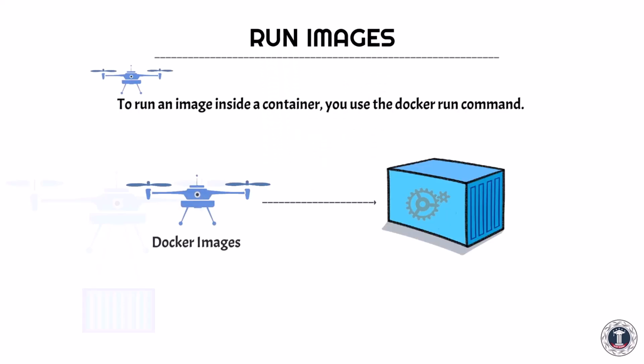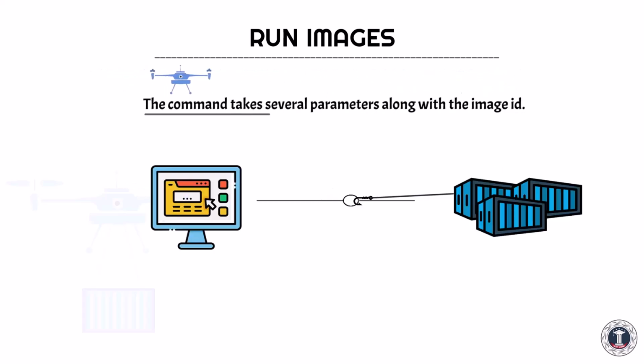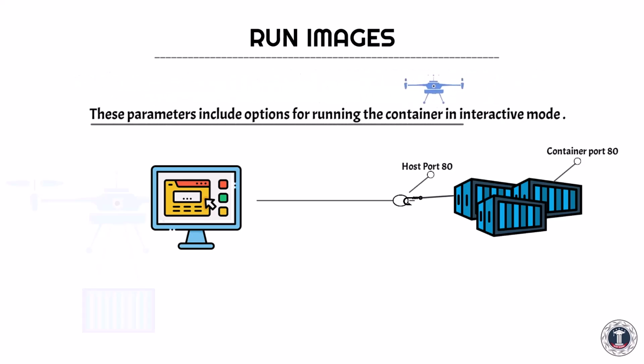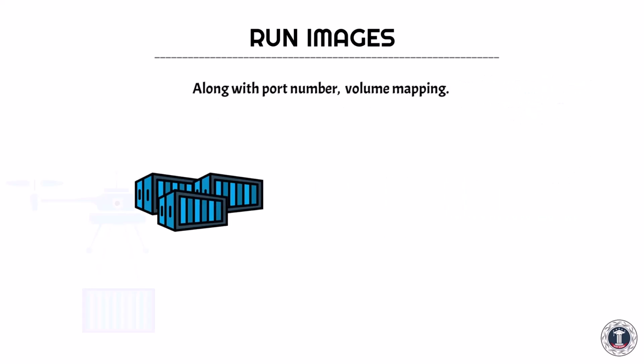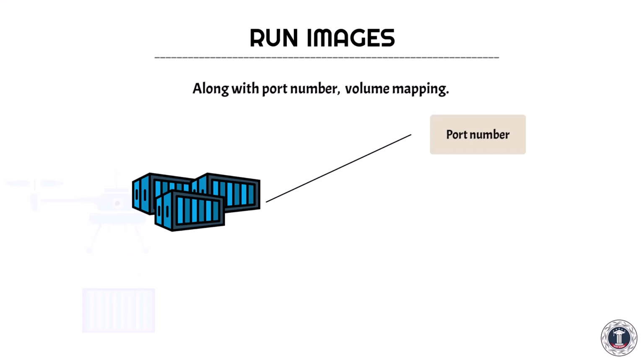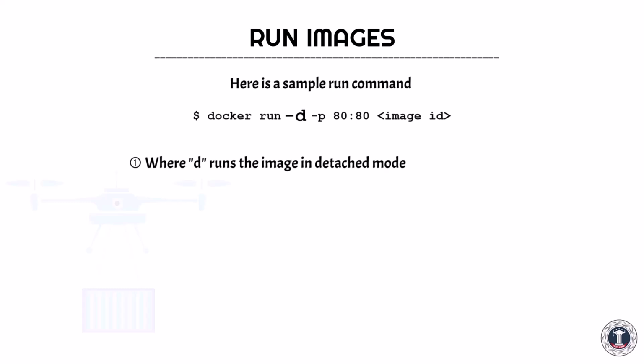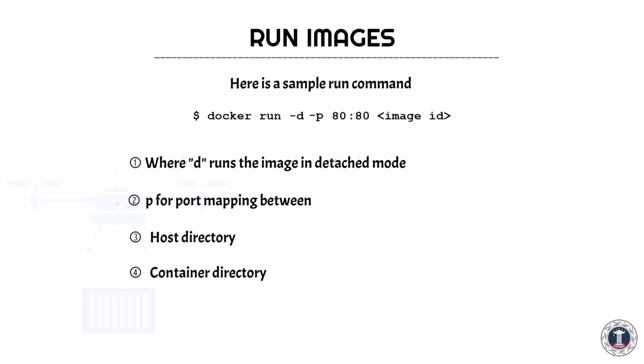In the previous exercise we learned how to build an image. Let us now learn how to run images. To run an image inside a container, you use the docker run command. The command takes several parameters along with the image ID. These parameters include options for running the container in interactive mode, along with port number and volume mapping. Here is a sample run command: docker run -d -p 80:80 image ID, where -d runs the image in detached mode, and -p is for port mapping between the host directory and the container directory.